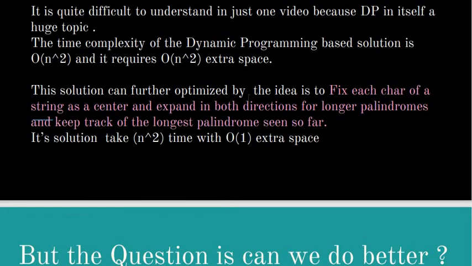This solution can be further optimized. The idea is to fix each character of the string as a center and expand in both directions for a longer palindrome, and keep track of the longest palindrome. This solution takes O of n square time with O of 1 extra space. Basically, this is a slow algorithm where we fix each character as a center and expand in both directions, keeping track of the length of the longest palindrome seen so far. Again, the solution takes O of n square time, which is not so good.